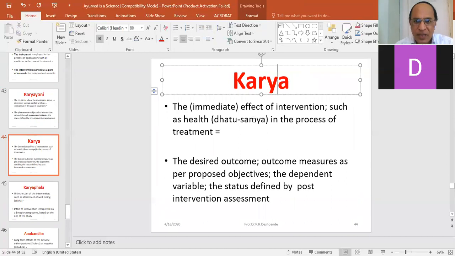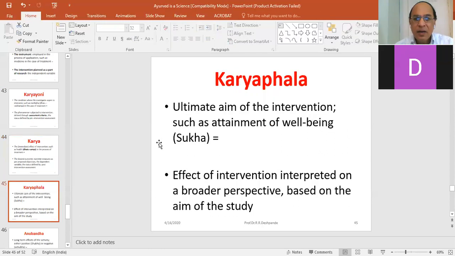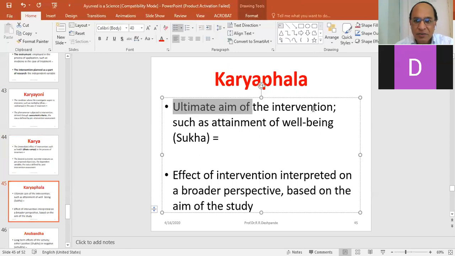Or here they have said the effect of the intervention. Okay. For example, Dhatu Samya, this is our Karya. What is the final purpose of clinical trials? Dhatu Samya. That is my final outcome, what I am expecting. That is the results, what I am expecting, that is the Karya. Okay. Karyaphala, ultimate aim of the intervention.